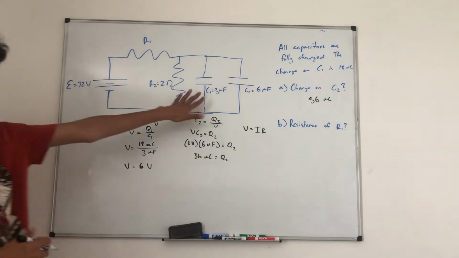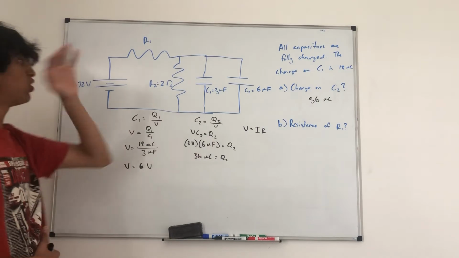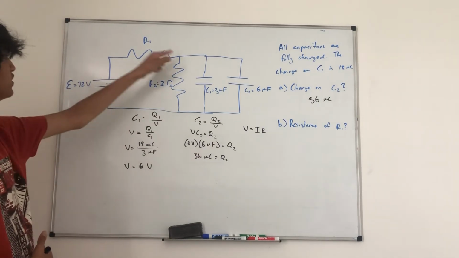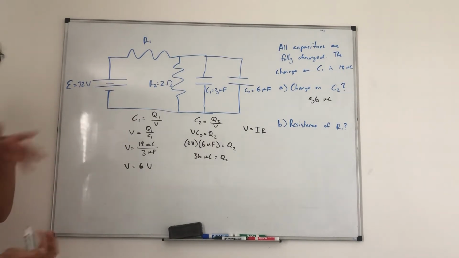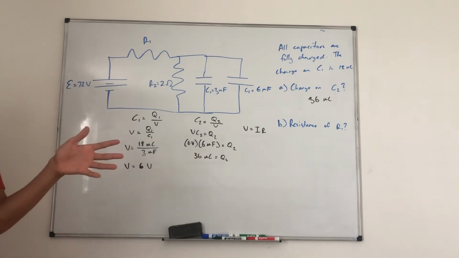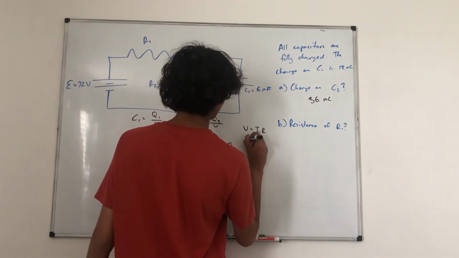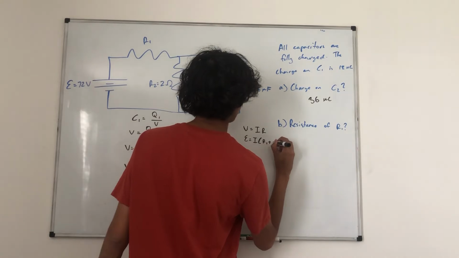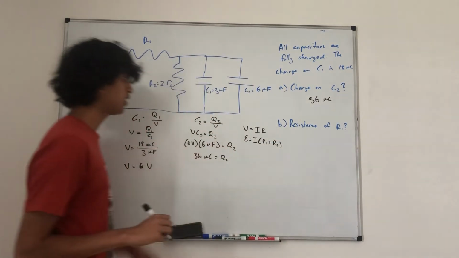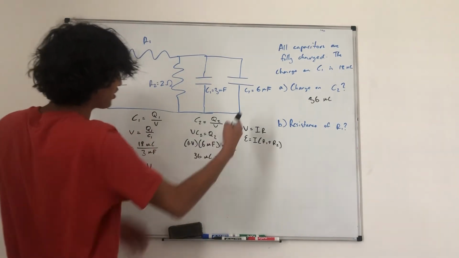So when these are fully charged, they essentially make no difference to the circuit, as if we were to take them away. All the current would just be channeled through this section here. In that case, we have resistors in series, and the equivalent resistance is R1 plus R2. So the EMF is going to equal I times R1 plus R2. We know the EMF and we know R2, but we don't know the current.